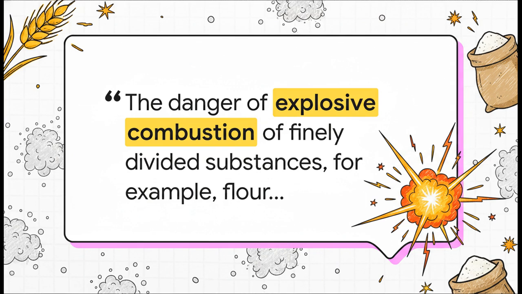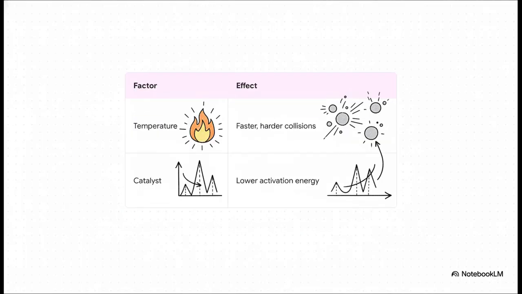But it happens. Now, what's really interesting about this slide is how we map out the final 2 factors side by side, temperature and catalysts. For temperature, adding heat simply gives the particles way more energy. They zoom around faster and they collide a lot harder. A catalyst, on the other hand, provides a completely different chemical pathway, one with a much lower activation energy. It basically gives the whole reaction a super convenient shortcut, so it can happen easier and faster, all without the catalyst itself ever getting used up.